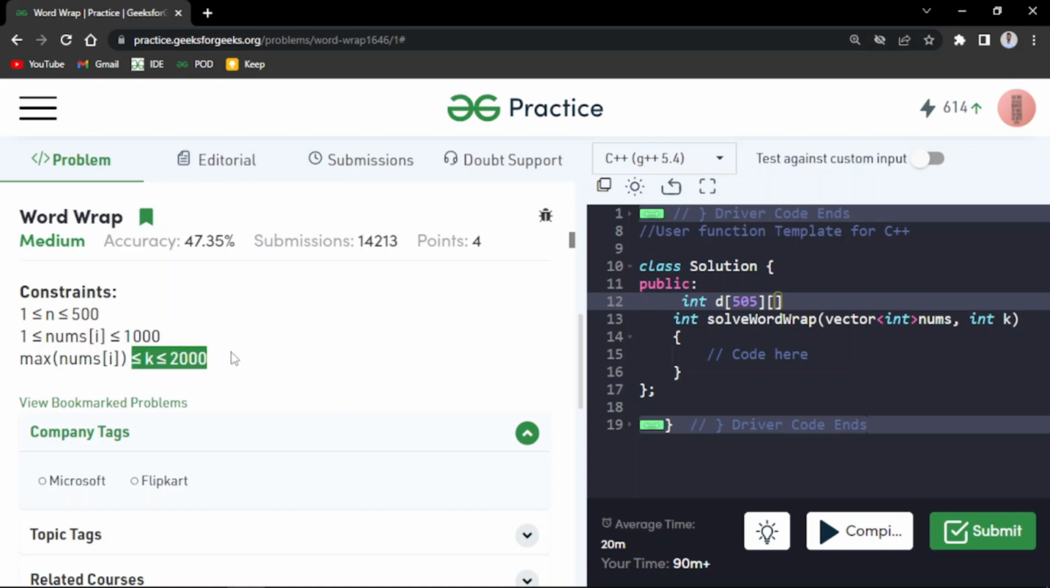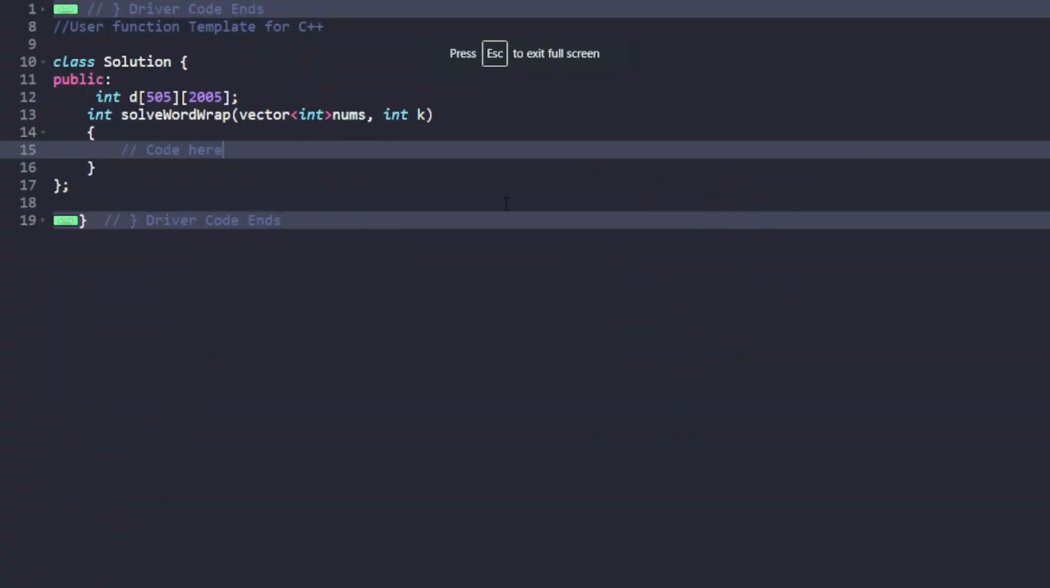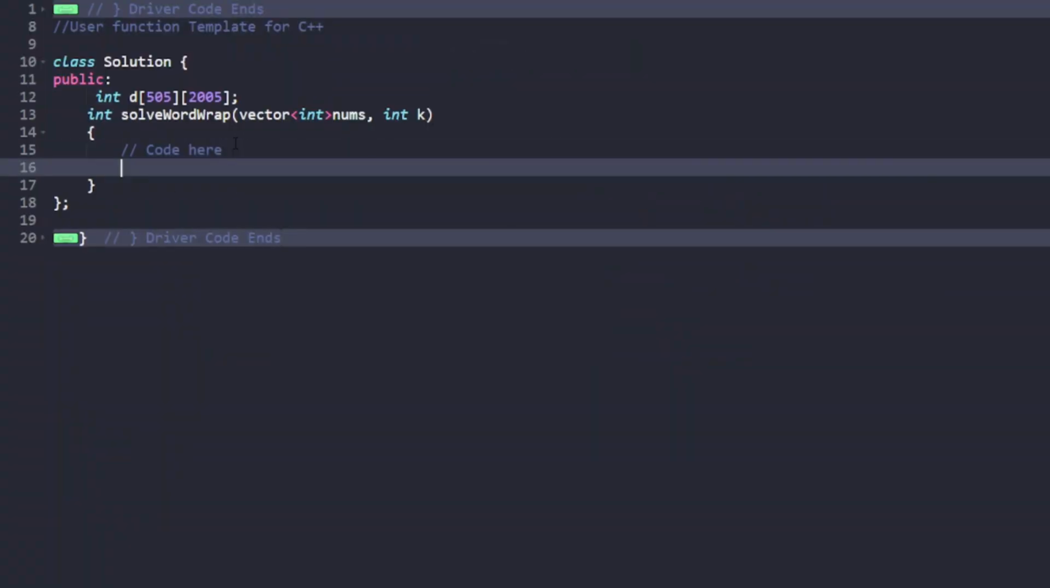And the K value, the second dimension, is the number of remaining words in the particular line, which is nothing but 2005. This is what I have in this particular part. Now what I will be doing is first initializing my DP to -1. So I'll say memset of DP comma -1 comma sizeof DP. This is what I will do.